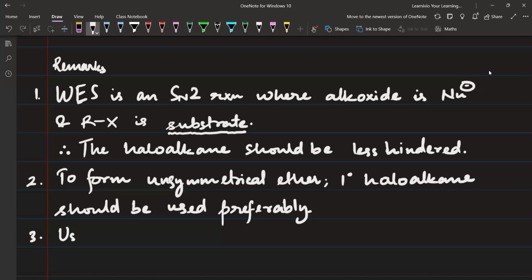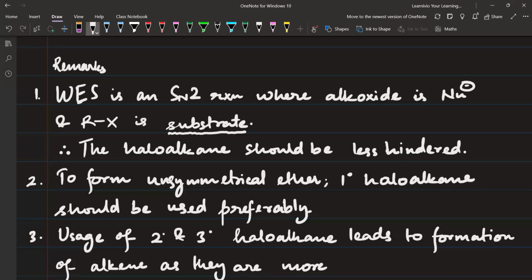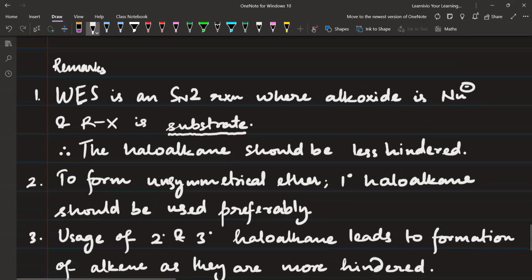Third point, usage of 2 degree and 3 degree haloalkane leads to formation of alkene as they are more hindered. ठीक है, copy this down, then you will understand what this particular point is saying.